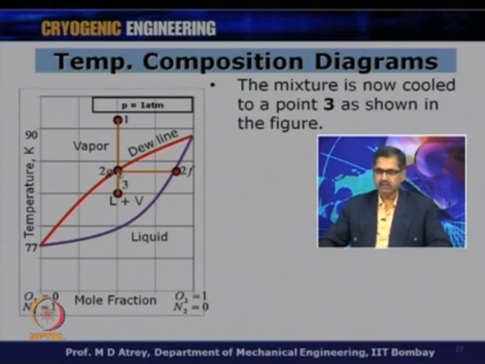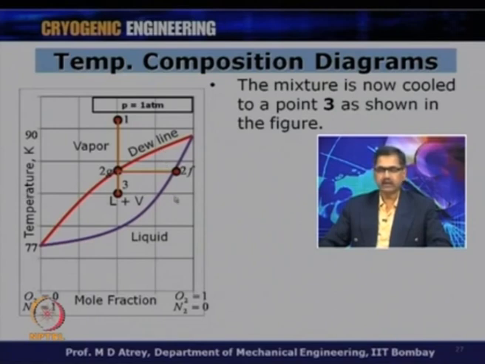Basically, I was at some point over here and now I have come down to something like 85 Kelvin, or 83 or 84 Kelvin, where I am in the heart of this L plus V region. So, if I now want to see what my molar fractions of A and B, or oxygen and nitrogen, are in vapor or in liquid fractions, I want to see the molar composition of vapor and molar composition of liquid. What will I do in that case?